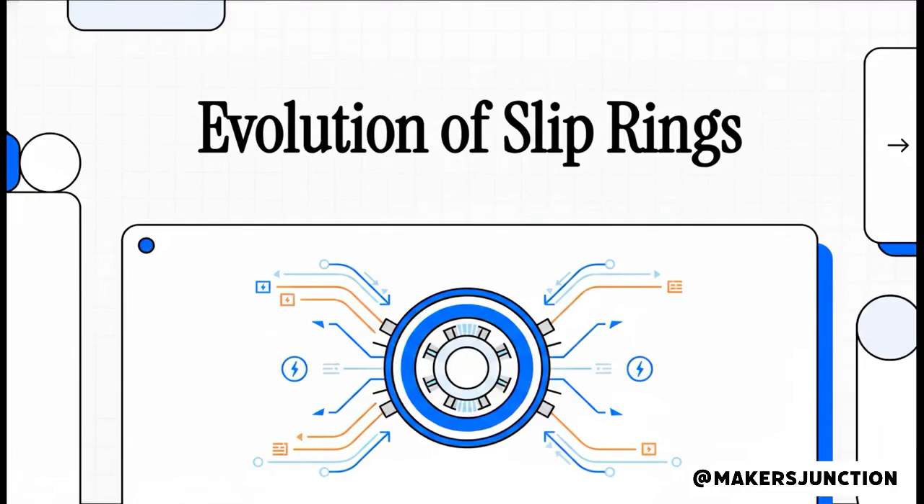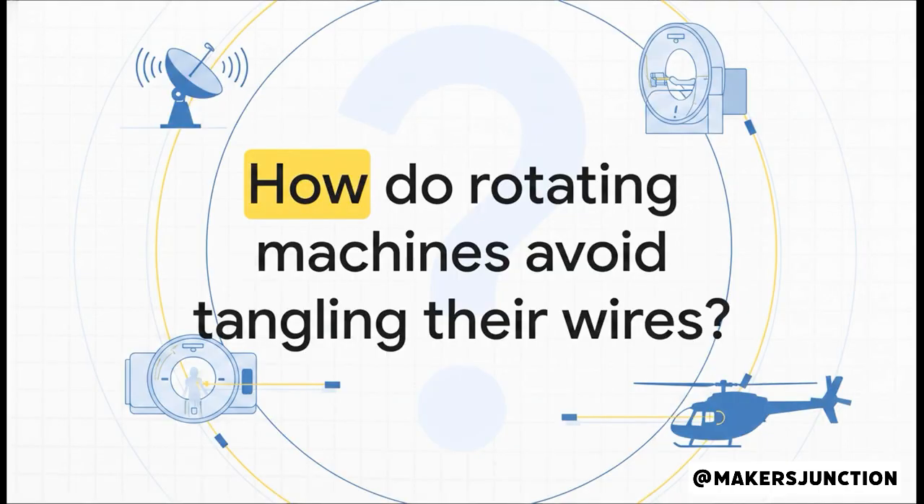Welcome to this explainer. Today, we're going to uncover the absolutely fascinating engineering that allows continuously rotating machines to transfer power and data without tangling their wires into a chaotic mess. It's this whole hidden world of electromechanical design that literally makes so much of our modern technology possible. So let's dive right into the core engineering problem here.